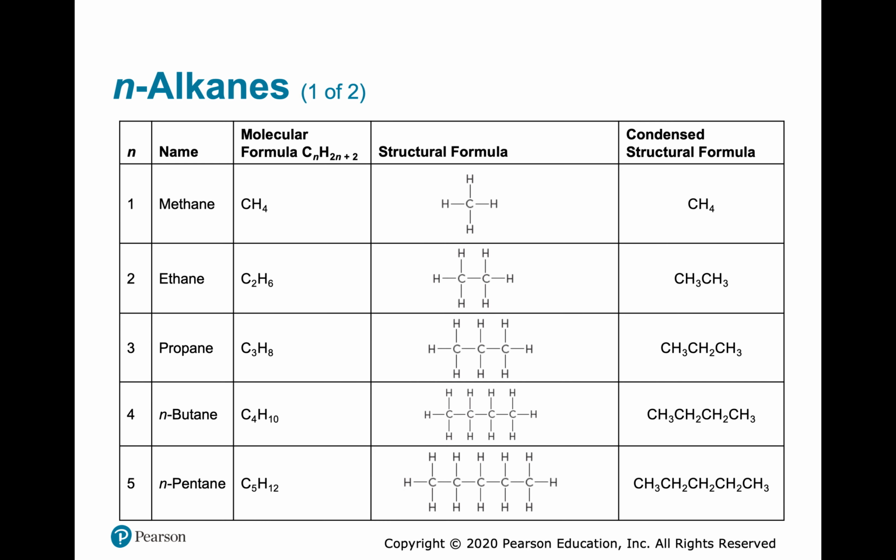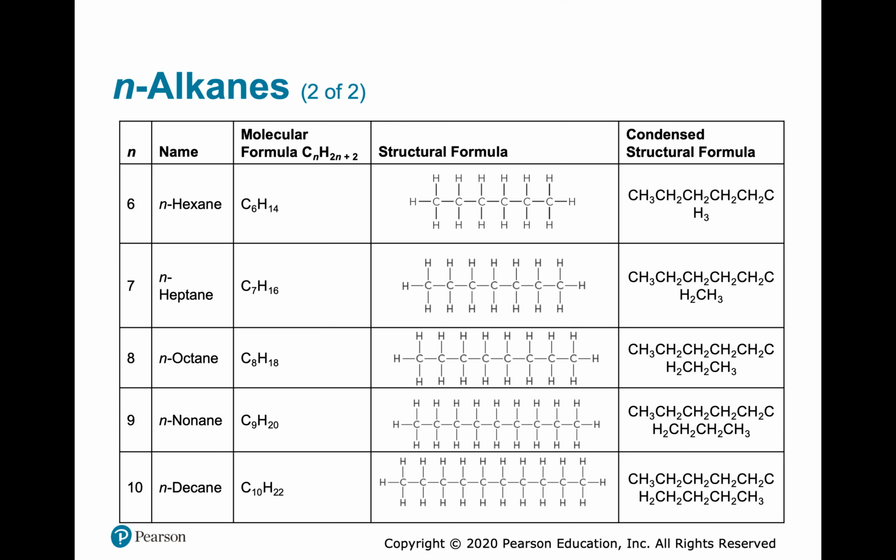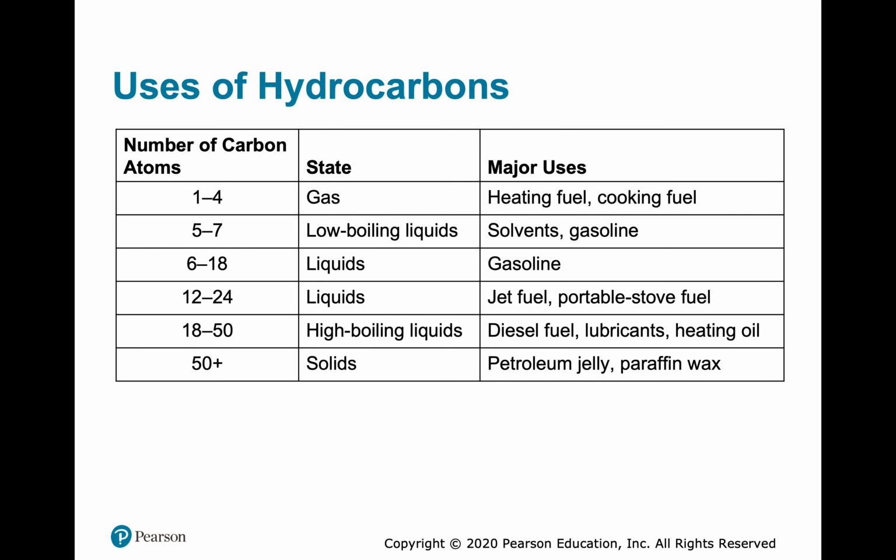So here are the normal alkanes. Number 1 is methane, 2 ethane, 3 propane, 4 butane, 5 pentane, 6 hexane, 7 heptane, 8 octane, 9 nonane, and 10 decane. So just so you can hear the words said.